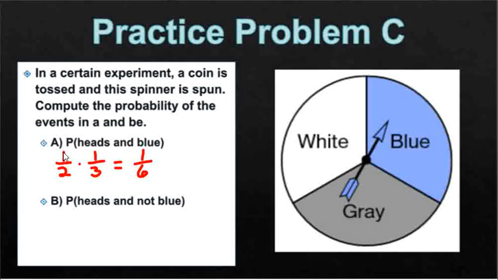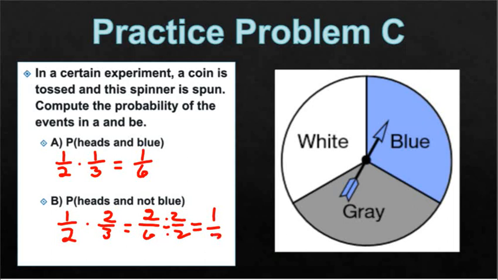And B, getting heads, 1 out of 2, not blue. 2 of them are not blue, so 2 out of the 3 are not blue. That would give us 2/6, which reduced, divided by 2/2, would give me 1/3.